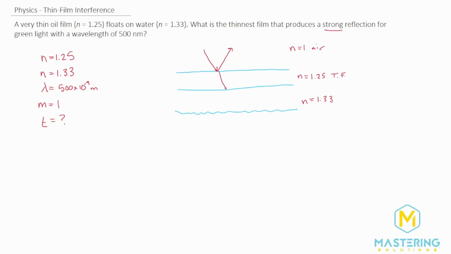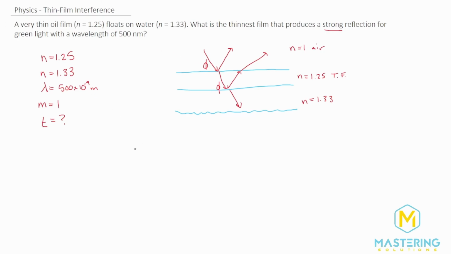So when this comes in, now we're going to get a phase change right there. Some of this will get reflected out. And then now we're going from another lower to higher index of refraction. So we're going to get another phase change right there. And then that will go in. And so now for our phase changes, we have 2 phase changes and we need constructive interference.